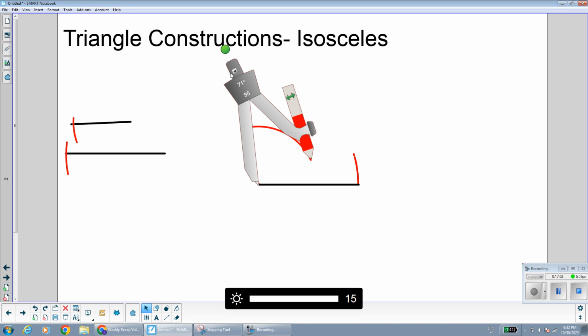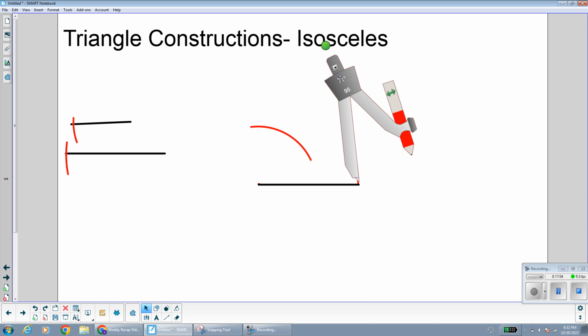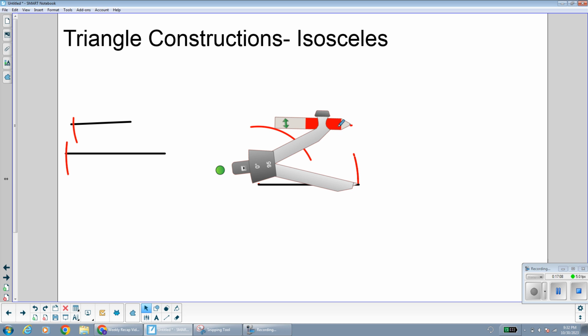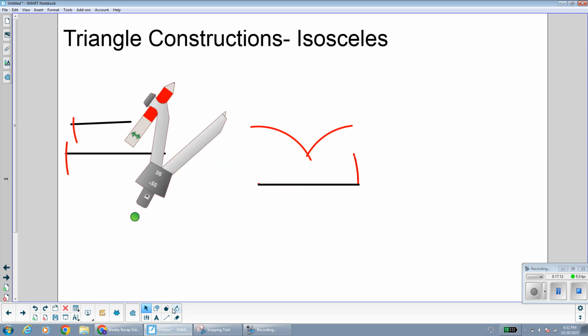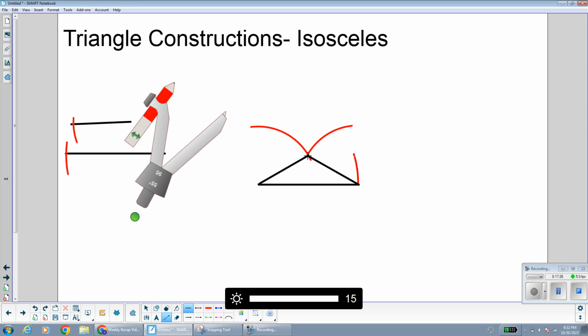And then I'm going to go over to the other endpoint, and I'm going to swing the same arc. Then I'm going to connect from point to intersection point and from point to intersection point. And there I have my isosceles triangle. It has two sides that are equal and one side that is different than the other two.